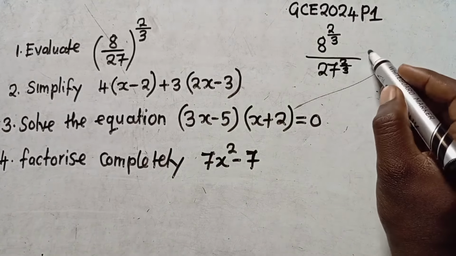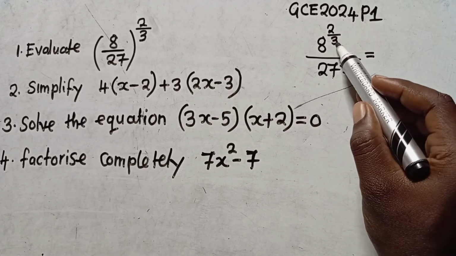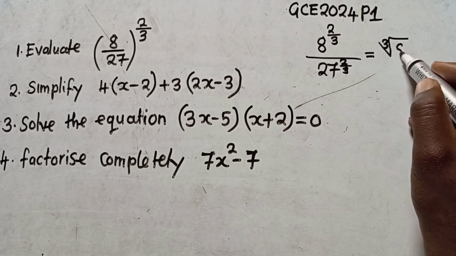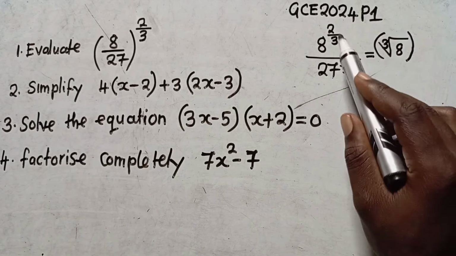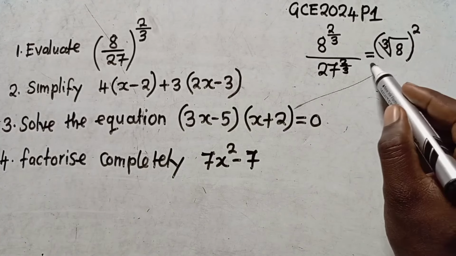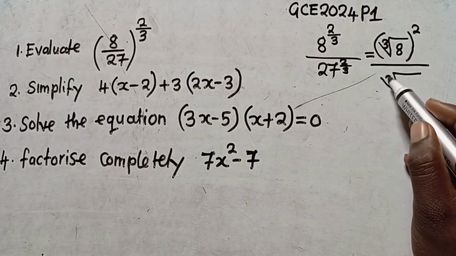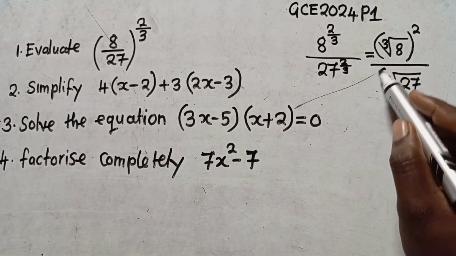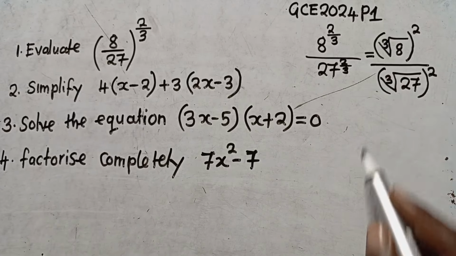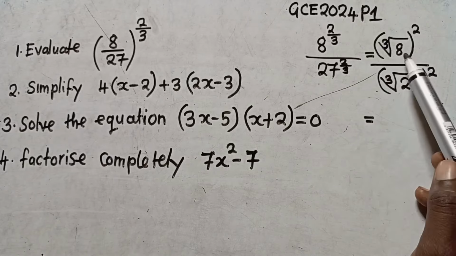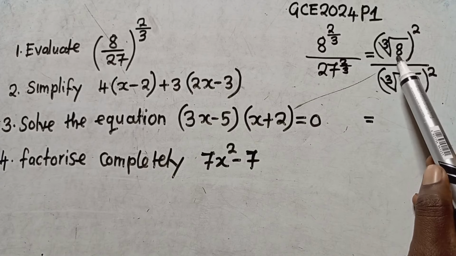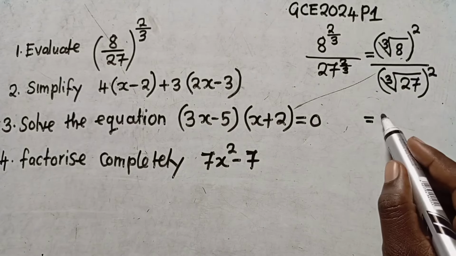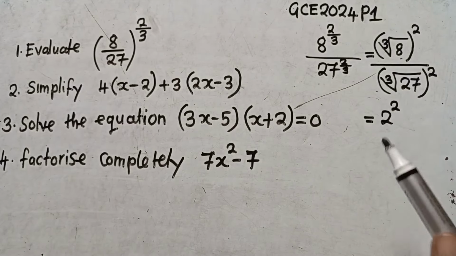So this power means that the root that we are using is 3. So we can write that as 3, we write it here, 8 there, then everything raised to the power 2. I put a 2 there. Same applies down here. I put a 3 there because that is a root that is down there. Then 27 there, everything raised to the power 2. So you ask yourself, which number can you multiply 3 times by itself to get 8? It is 2. So it is 2 to the power 2.